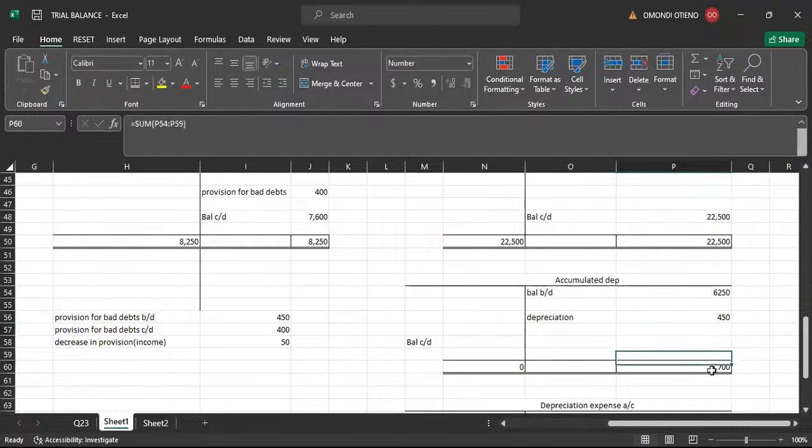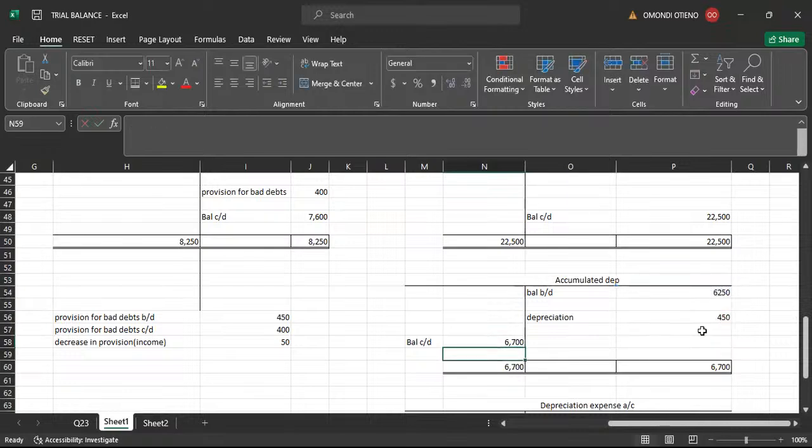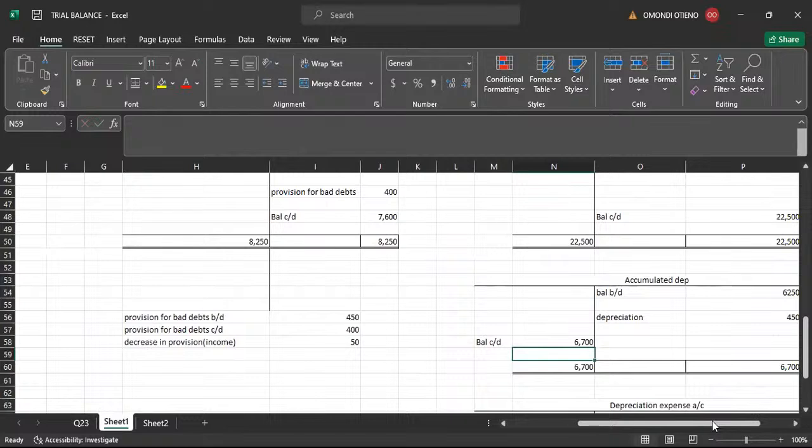So when I want to get the balance carried down at the end of the year, it is equivalent to the balancing figure. That is the balancing figure of that. So my balance carried down of accumulated depreciation is 6,700.